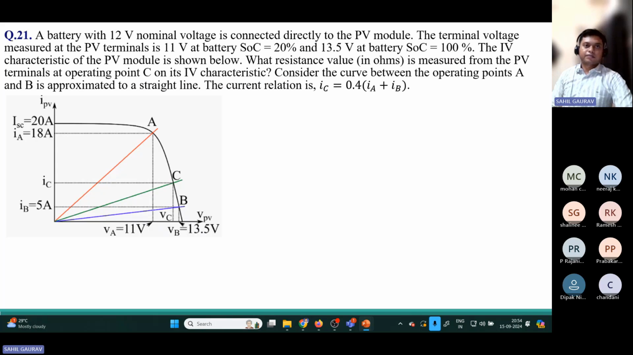Let us see the next problem. A battery with a 12 volt nominal voltage is connected directly to the PV module. The terminal voltage measured at the PV terminal is 11 volt at battery state of charge 20% and 13.5 volt at battery 100%. This IV curve is shown below. The resistance is measured from the PV terminals at operating point C on its IV characteristic. Consider the curve between the operating point C and V to be approximately a straight line. The current relation IC is equal to this one. So how will we approach this problem?